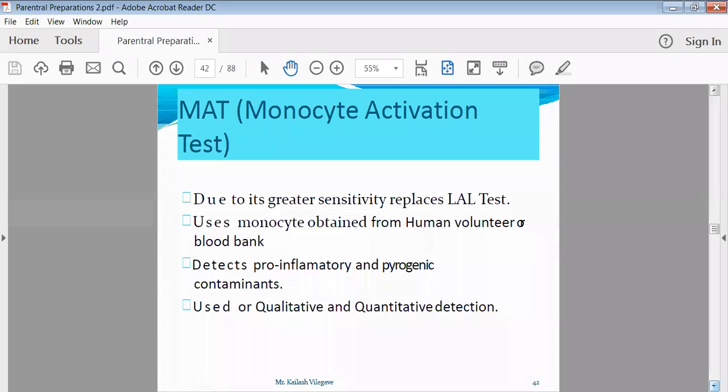Another test has been developed instead of this rabbit test as well as this LAL test, and that is called the monocyte activation test. These monocytes are obtained from human volunteers' blood banks. Generally, we can collect the blood from the blood bank and separate out the monocytes. When we mix your monocytes with your sample, like an injection product or the solution of your injection, and suppose endotoxins are present in it, then they will react with your monocytes and show the results. Generally this monocyte activation test, that is the MAT test, is very active as well as sensitive and accurate compared to the other types of tests.